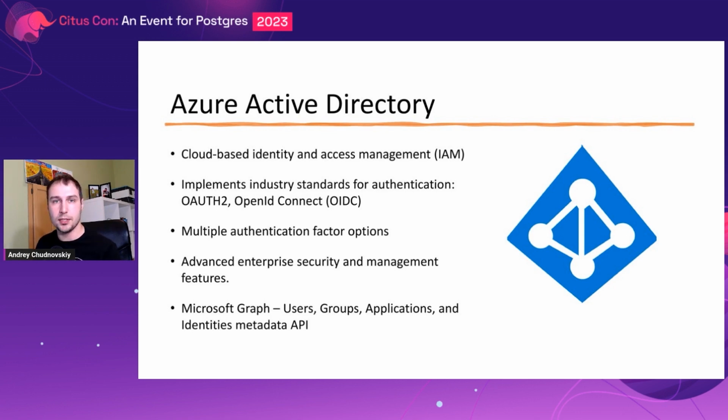Azure Active Directory supports multiple enterprise security features. It has many options for multi-factor authentication, and it allows the tenant administrators to configure precisely what are the user groups, which applications which user can connect to, and what is the level of security for each of those connection types. The management of that is done through Microsoft Graph, which is a unified API layer to manage user groups, applications, and other security and authentication related objects.